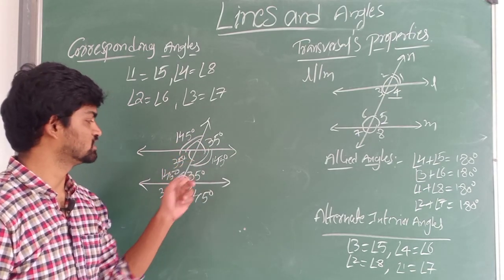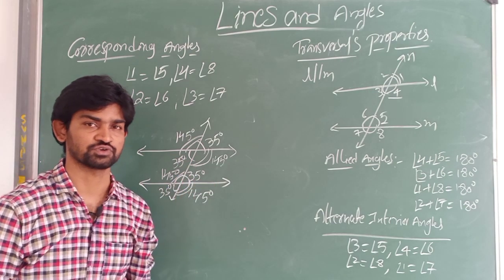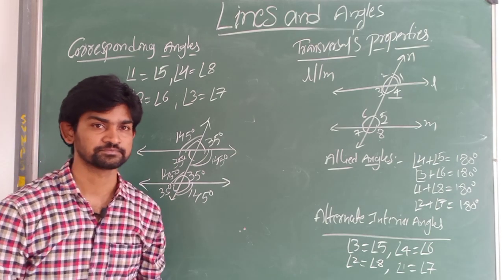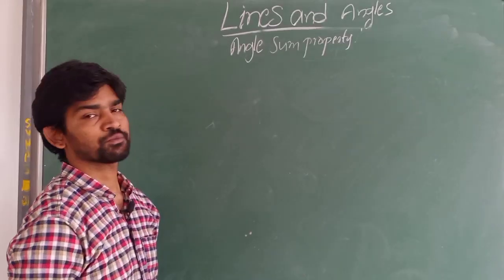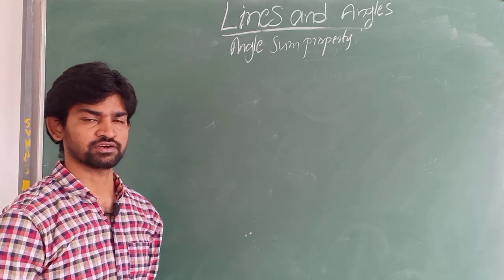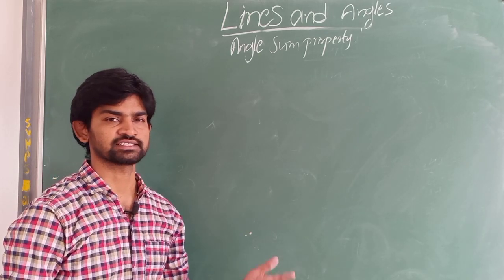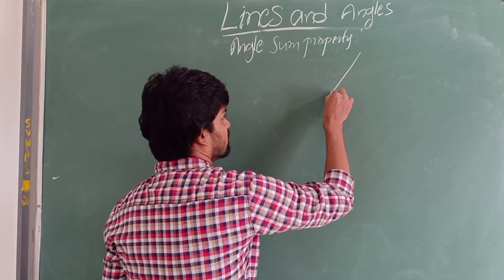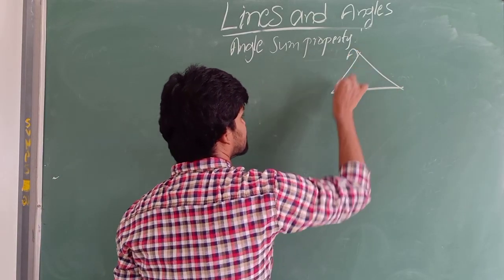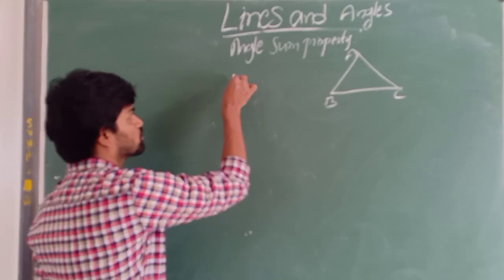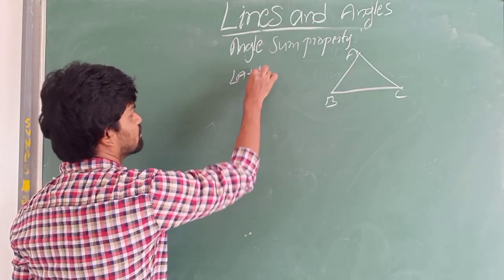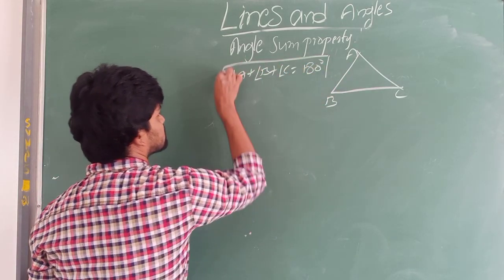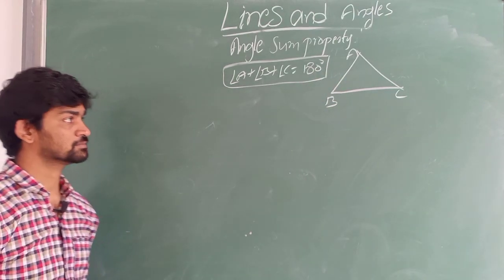Based on these transversal properties, you have exercise questions. Next we will see the angle sum property of a triangle. With the angle sum property, we are going to prove that the sum of angles in a triangle is 180 degrees. First, take one triangle ABC. We have to prove angle A plus angle B plus angle C equals 180 degrees.